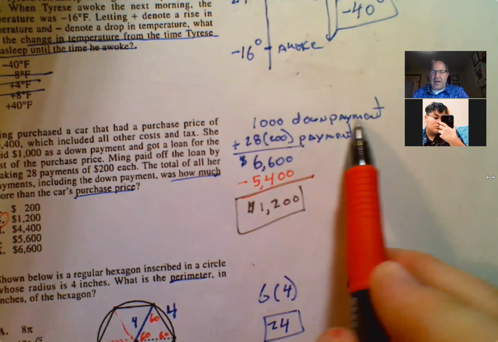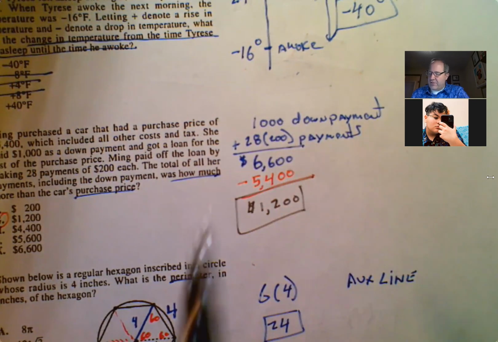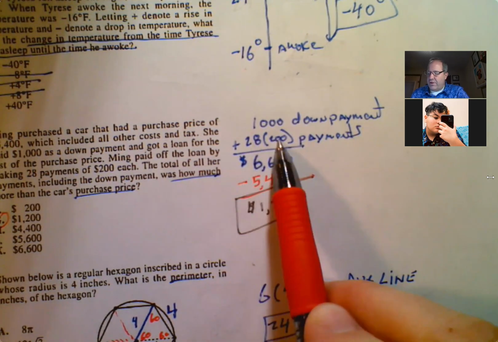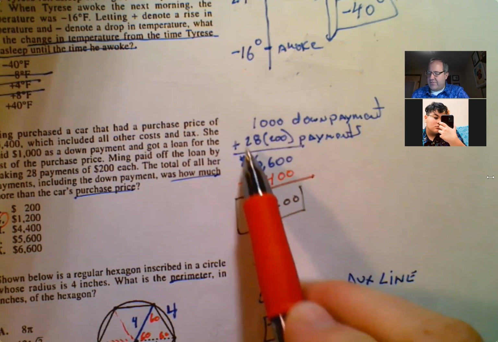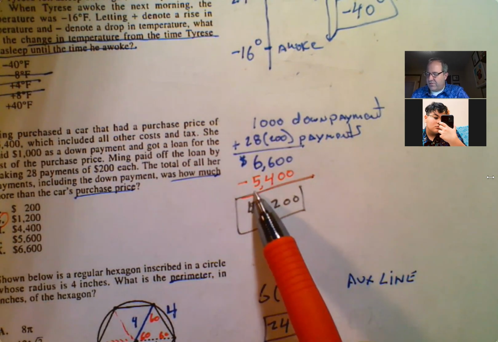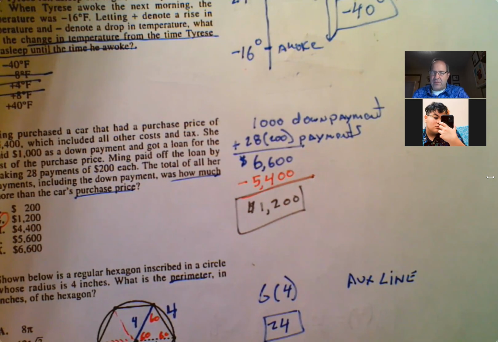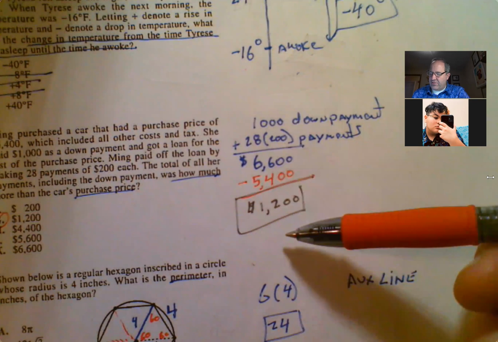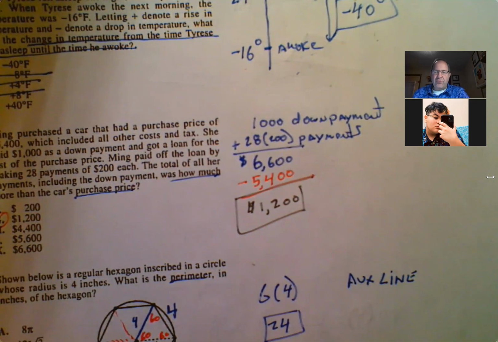Well, we had a $1,000 down payment. And then we had 28 payments of $200 each. Well, that adds up to $6,600. The car only cost $5,400, and I'm assuming that $5,400 included tax and everything, right? Well, the difference is $1,200. We're going to pay $1,200 more dollars.